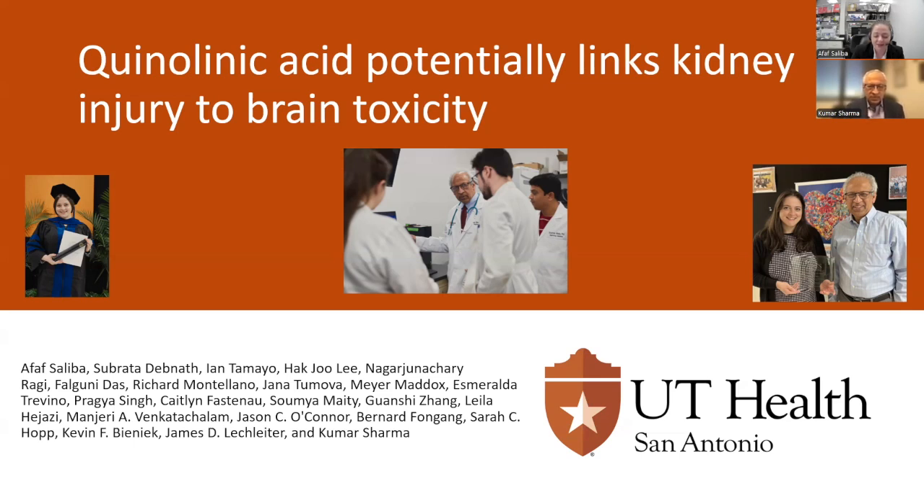Today, I will present our study on the role of tryptophan metabolism and its association with systemic inflammation and neurotoxicity in kidney disease. Kidney disease is linked to neurological symptoms, but the molecular mechanisms remain unclear. We hypothesized that kidney dysfunction alters systemic inflammation, leading to the accumulation of neurotoxic metabolites.